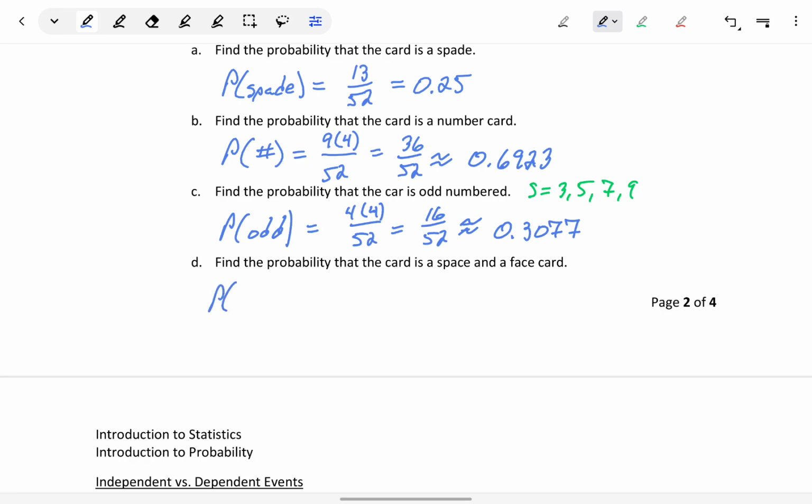Then we're asked in part D to find the probability that the card is, that should probably say spade, and a face card. There are 3 face cards in each suit, and we're only interested in it being from a single suit, so we'd have a 3 out of 52 chance for a probability of 0.0577.